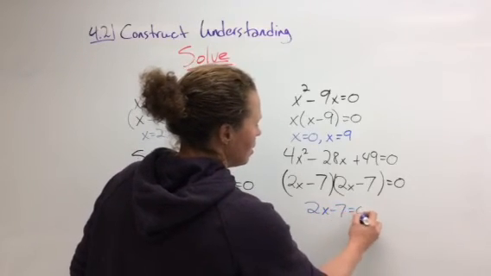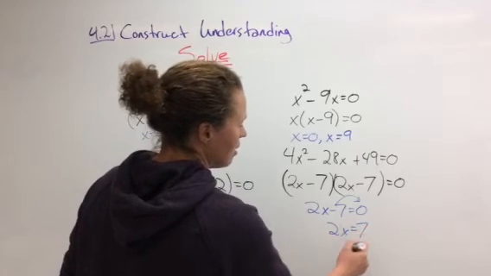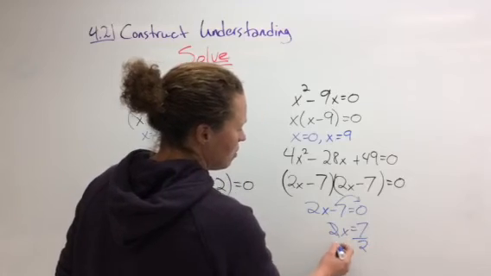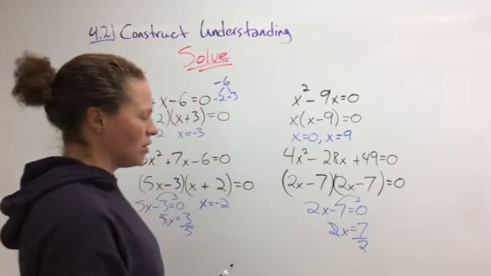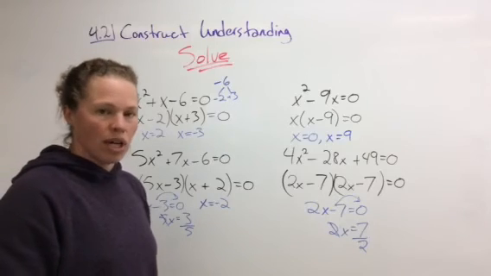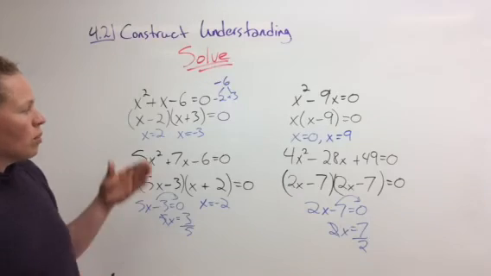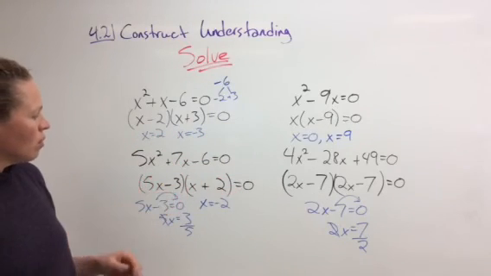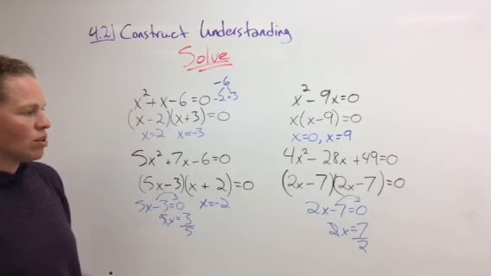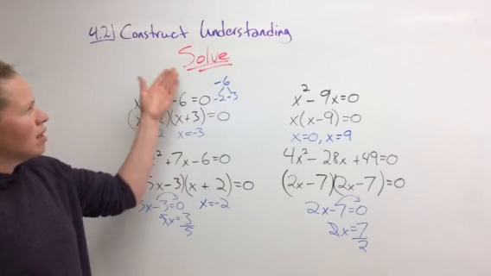2x minus 7 equals 0. Move the 7 over. 2x equals 7, because it was negative here, so it's got to be positive there. Divide by 2 to get rid of it. x equals 7 over 2. So this one was a little bit unique in that there was only one answer, because it was a perfect square. We've factored each of them. We've set them equal to 0, and we've found out what x could be in order to make the equation equal 0. So they're solved.